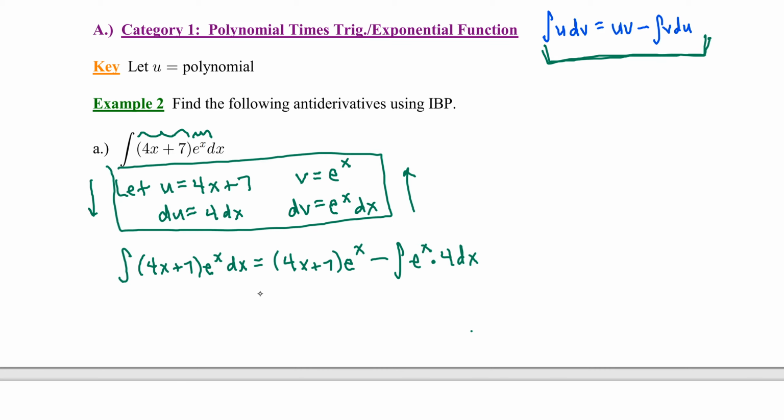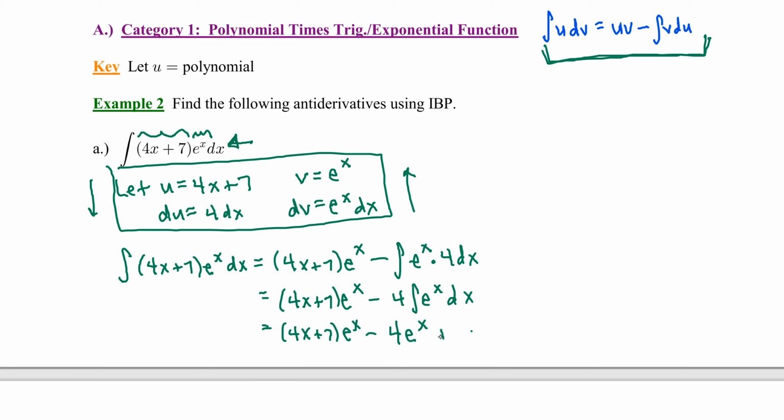Now, let's see what we end up with. Remember, this first term is complete. No integration necessary here. On the second part, we have an easy to evaluate integral. That integral has been simplified from the original integral. It's something we can execute. So let's go ahead and do that. We end up with minus 4 times e to the x plus constant c.